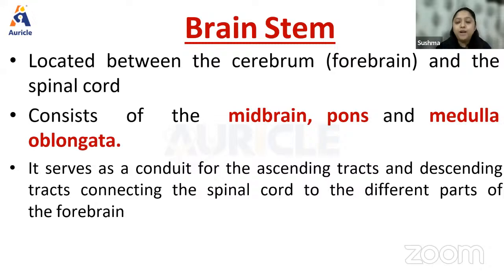So the brainstem as such consists of three structures in this particular order. First we have the midbrain, then the pons, then the medulla oblongata, and then the spinal cord, which continues further down. Now, the brainstem acts as a conduit for the ascending and descending tracts connecting the spinal cord to different parts of the forebrain.